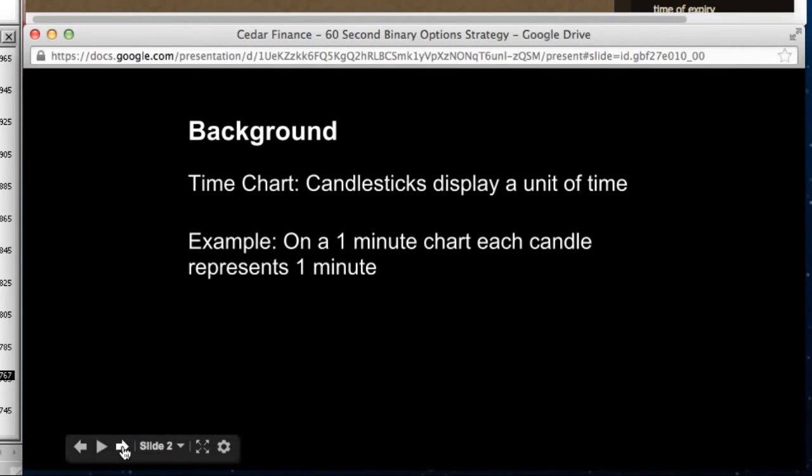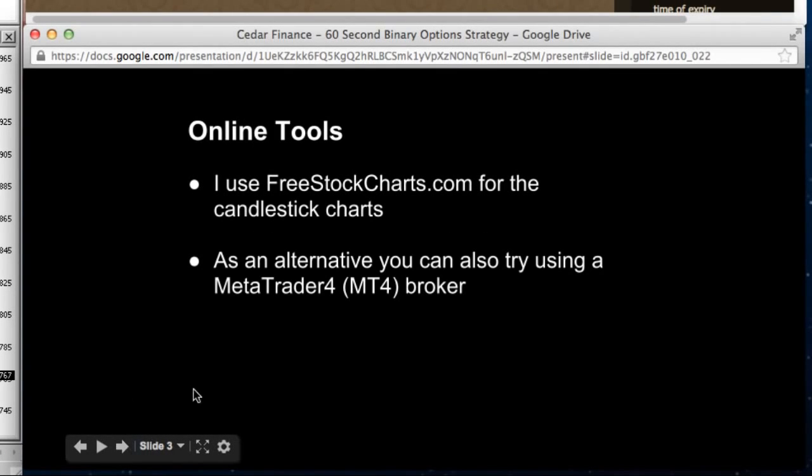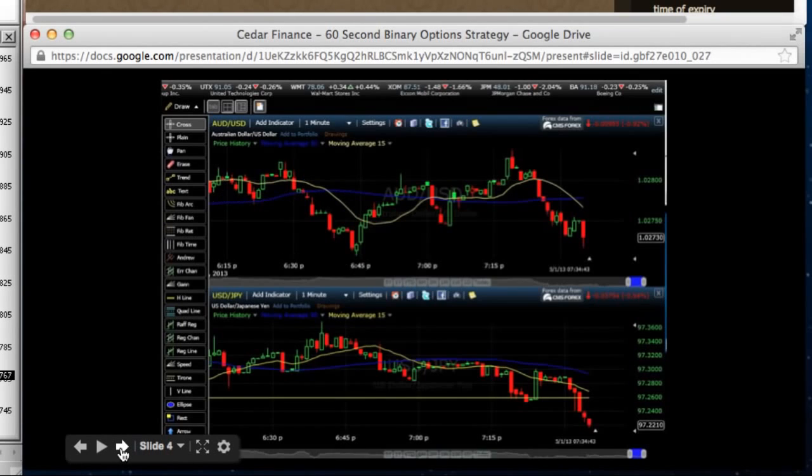Okay, so continuing with my slide. I've just gone through here the online tools. You can also use free stockcharts.com or MetaTrader. MetaTrader's probably a lot nicer. It's a downloadable application, whereas free stockcharts just streams live in the web browser. This slide here is just basically showing you what I just went through. This is actually a free stockcharts.com screenshot. So we'll continue to the next slide.